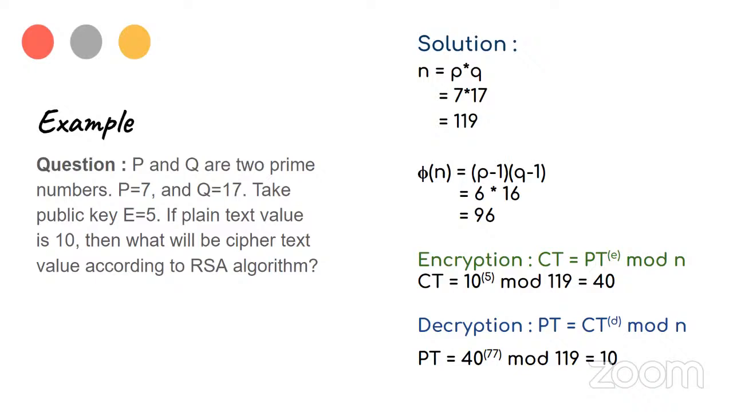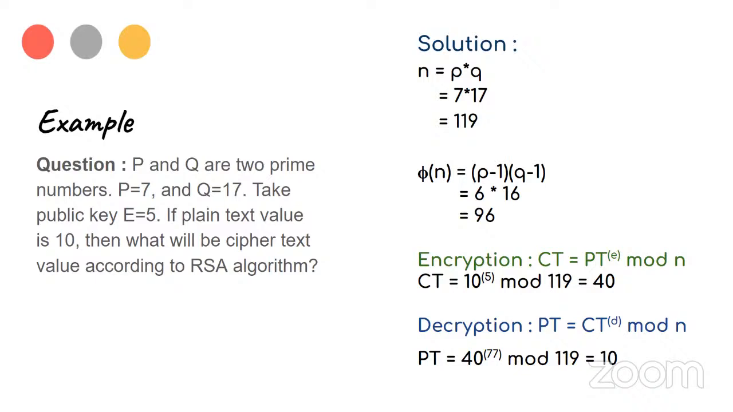Then we calculate phi of N, which is P minus 1 into Q minus 1, which gives 6 into 16, which is 96. Now we talk about the encryption and decryption functions. The encryption function is CT equals PT to the power E mod N. Here the value of plain text is 10, the public key E is 5, and we take mod 119, which is the value of N. And we get the cipher text value of 40.